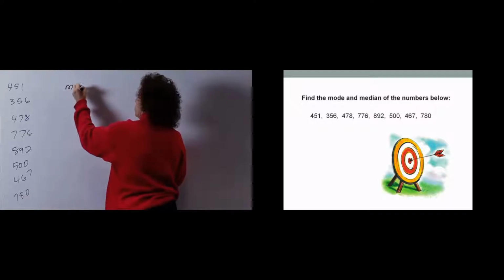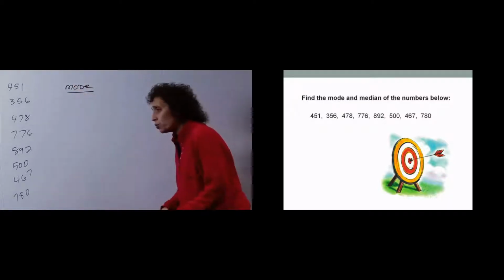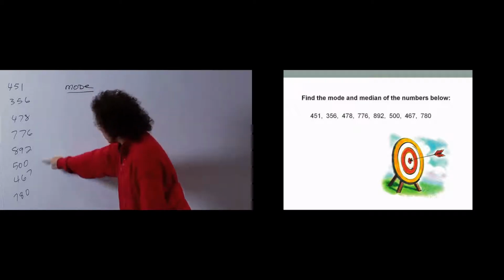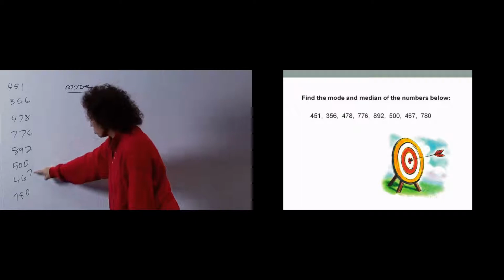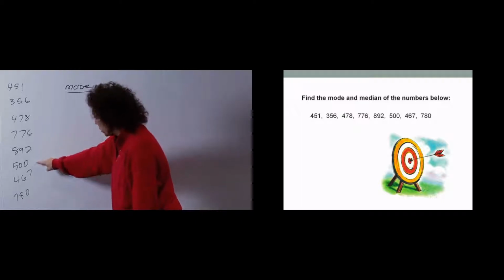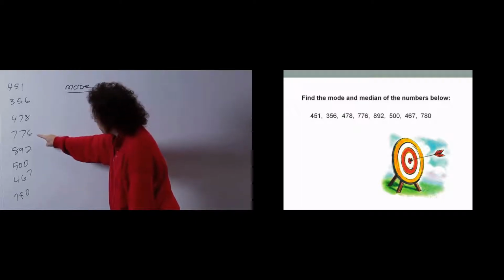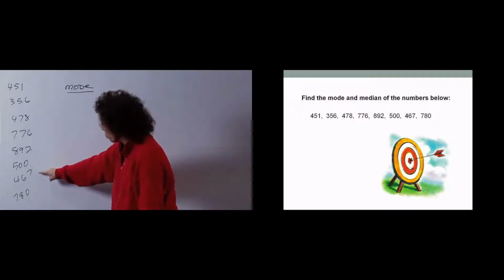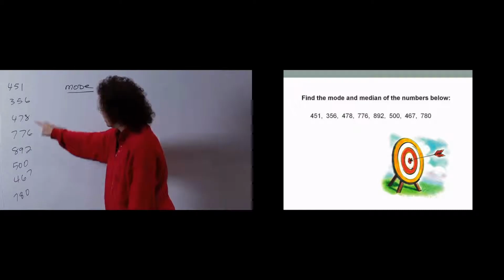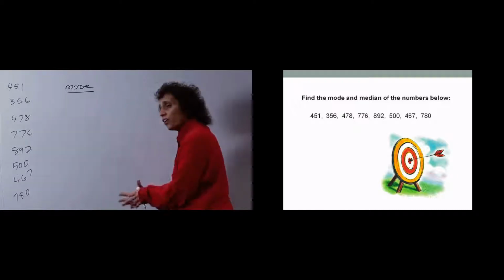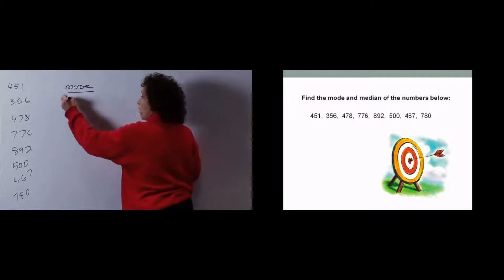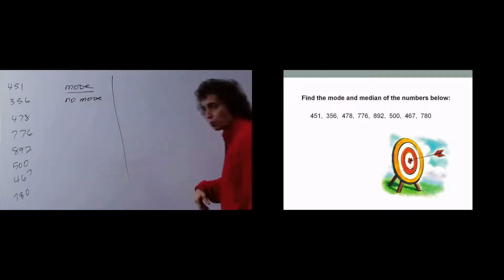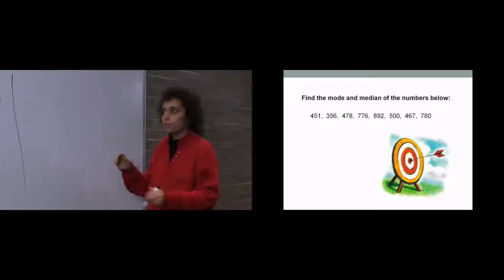All right. Now, I have to tell you, you may not always have a mode. Sometimes we're modeless. So let's take a look. Okay, 451, I don't see that again. 356, don't see that again. 478, don't see that again. 776, no. 892, no. 500, no. 467, no. 780, no. So there's no number that appears more than anybody else. So there's no mode. I'm modeless. No mode. Free of mode. Okay. That's the mode.